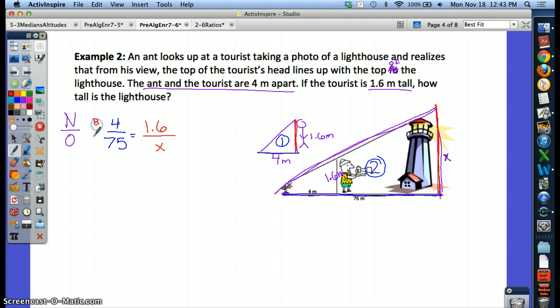Notice how it matches up. This is base of the small to base of the large, and this is height of the small to height of the large. There has to be that symmetry within your ratio, within your proportion. You couldn't just flip these two. That would not be a correct proportion. Now you can flip the whole thing, but that's a different story. So let's solve this now. How do we solve a proportion? We cross multiply. So 4 times x equals 75 times 1 6/10. You can use your calculator here. How do I get x by itself?